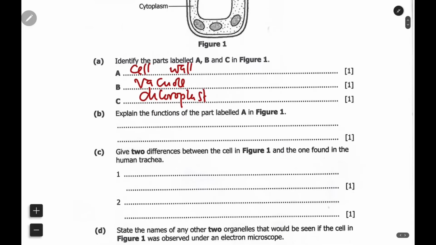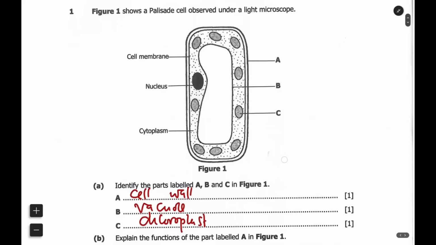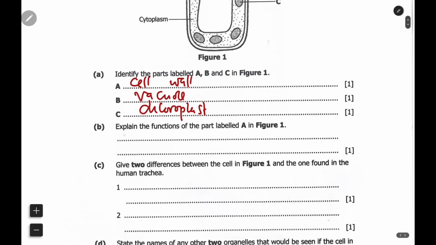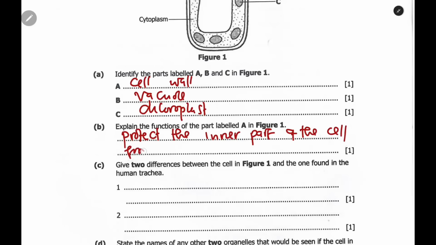Then second question, that is B, explain the functions of the part labeled A. In other words, what is the function of the cell wall? So the function of a cell wall is just to protect the inner part of the cell from mechanical damage. In addition to that, it gives the cell its shape, which is the regular shape. So you can add even that one as a function.